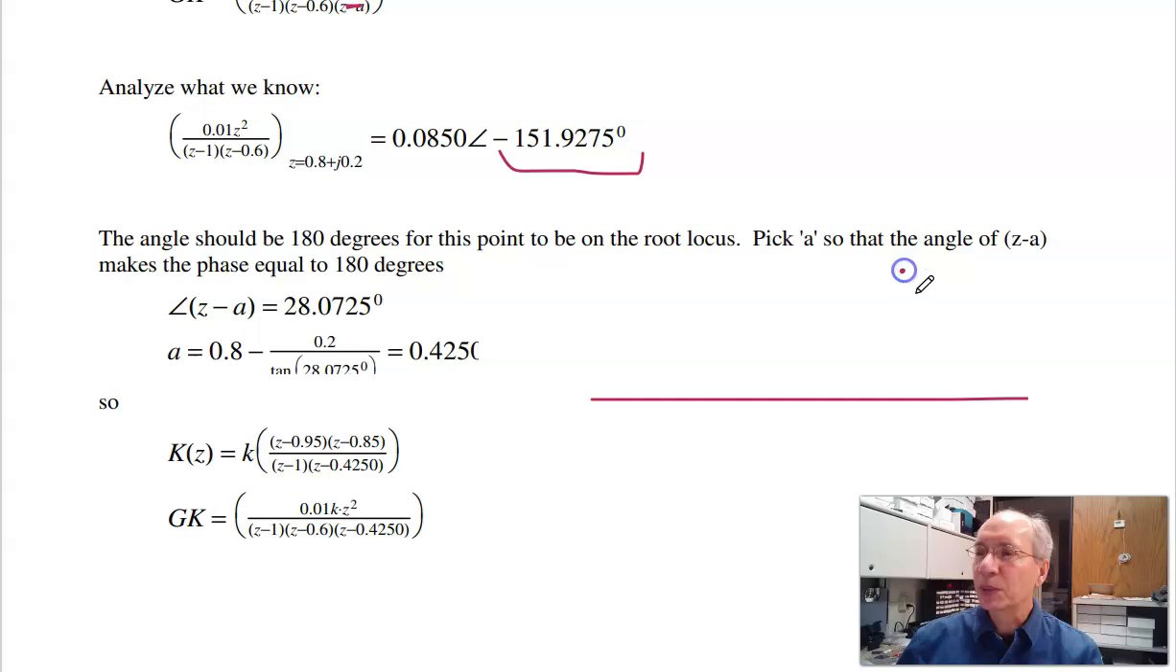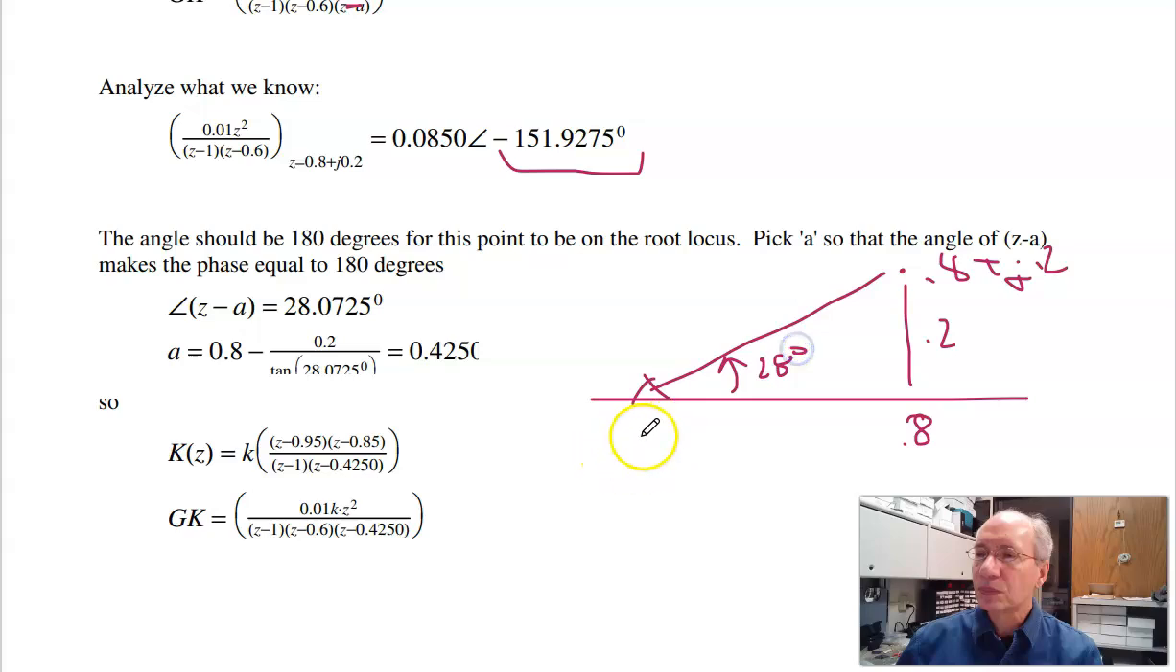I've got 0.8 plus j0.2. So this side is 0.2. Here's 0.8. Here's my pole at minus A. That's my angle. That's 28 degrees. So that says A is 0.8 minus this distance. And that's 0.2 over tangent of 28 degrees. Gives you A is 0.425. So here's the form of K of Z.